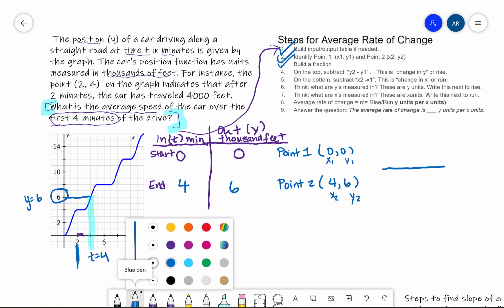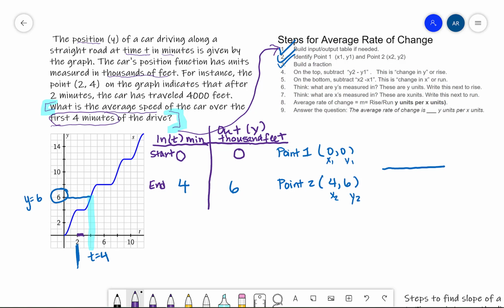Step 4. On the top, I'm going to subtract y2 minus y1. y2 was my ending y, 6, minus my starting y, which would be 0. That's my change in y. This is my rise. If we look on the graph, we can see the rise as being the vertical change. There's my rise.